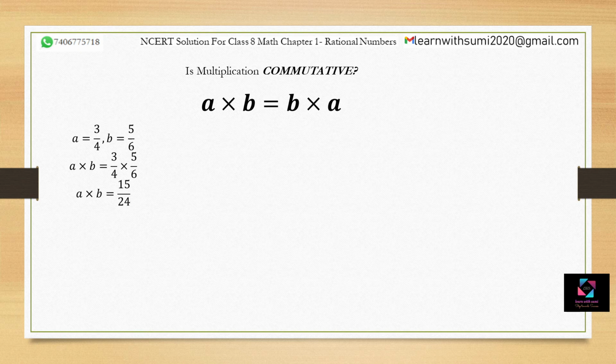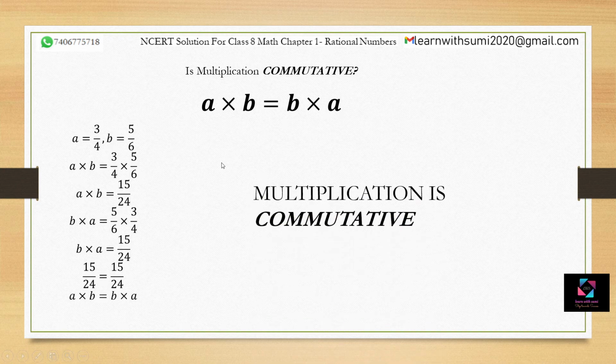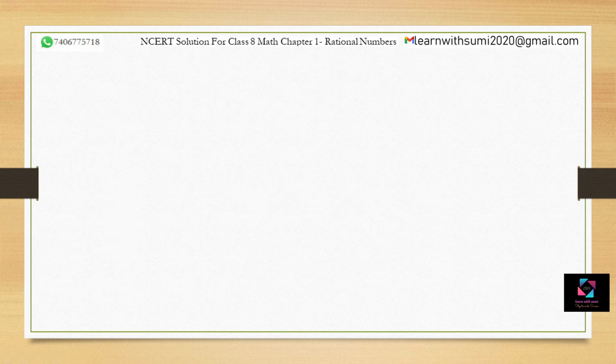Now we will multiply b into a, that is 5 by 6 into 3 by 4, which is also equal to 15 by 24. 5 3s are 15, 6 4s are 24. Hence you can compare a into b with b into a, which is a multiplied with b and b multiplied with a. 15 by 24 is equal to 15 by 24. It is satisfying the condition. Hence multiplication is commutative.